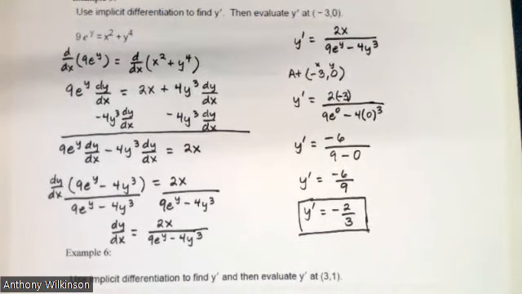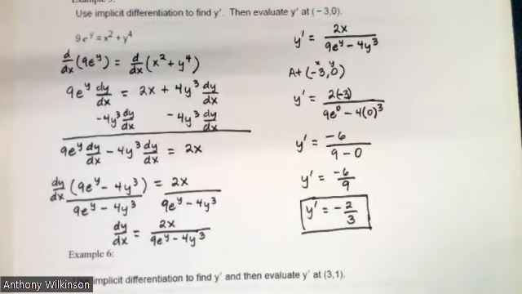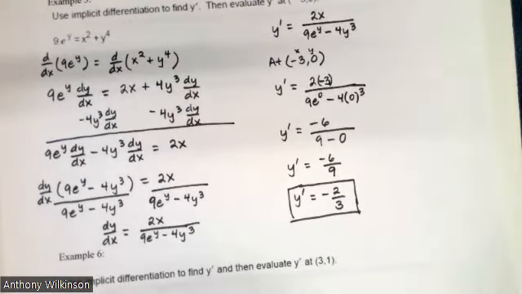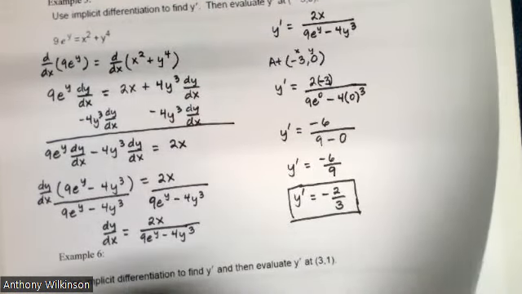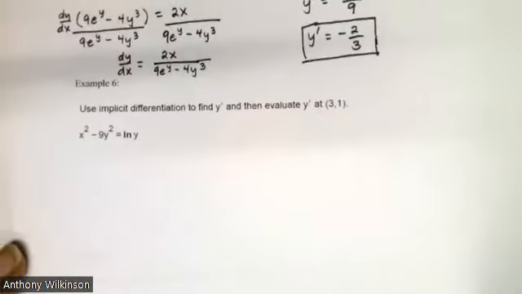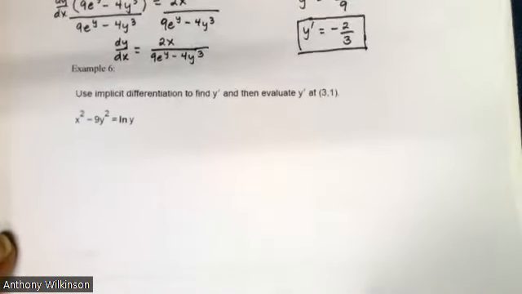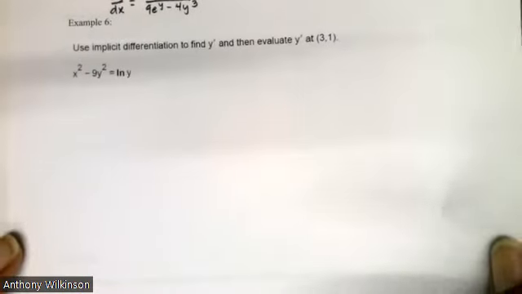All right. So y prime will be -2/3 when y prime was equal to 2x divided by 9e to the y minus 4y cubed. Okay. All right, look at example 6. In example 6, you got this. You want to use implicit differentiation to find y prime and then evaluate y prime at the point 3,1.